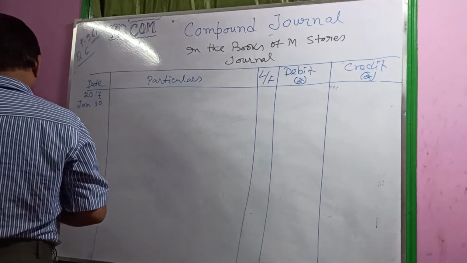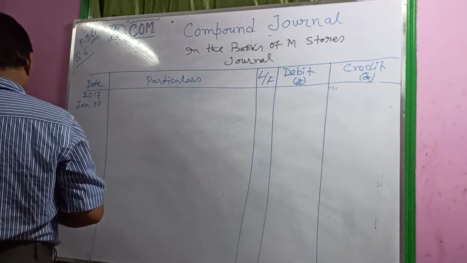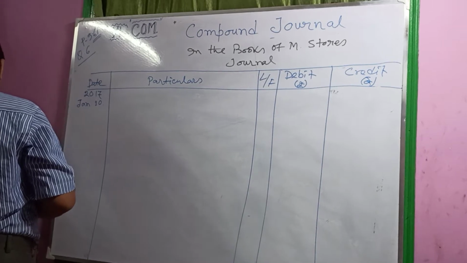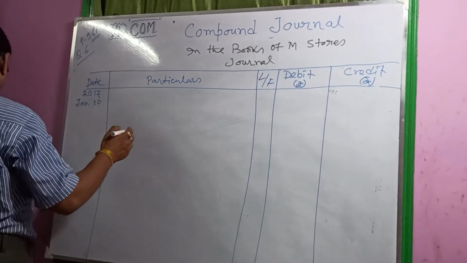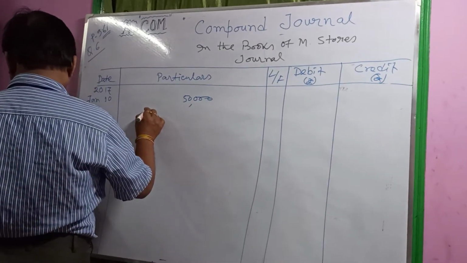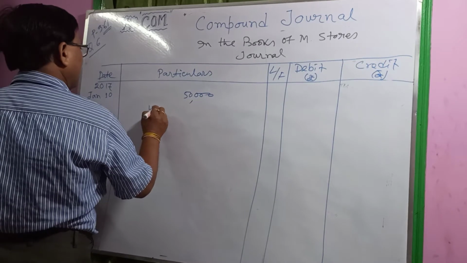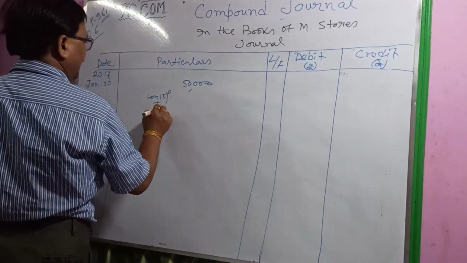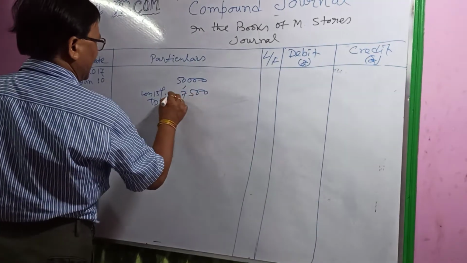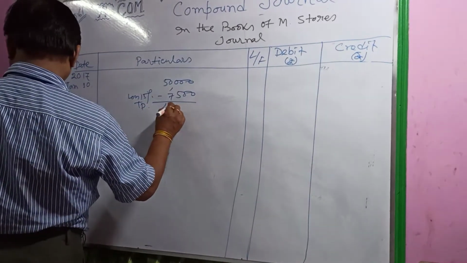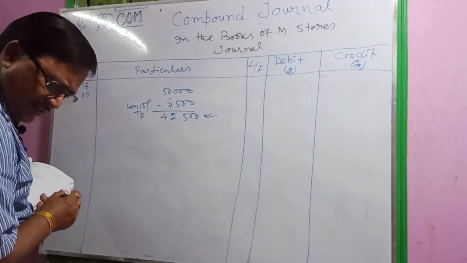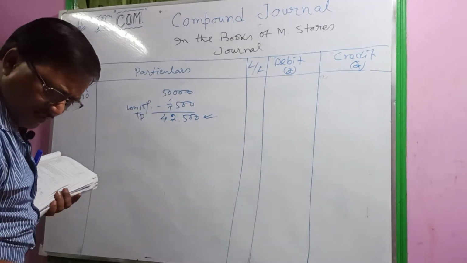Trade discount and cash discount. Trade discounts are not recorded in the business books. Cash discount, again, is of two types: discount allowed and discount received. Now the total purchase amount is 50,000. Less the 15% trade discount, TD, that is equal to 7,500. After deducting, that is 42,500. The actual transaction is 42,500. Okay, now what is the journal entry?